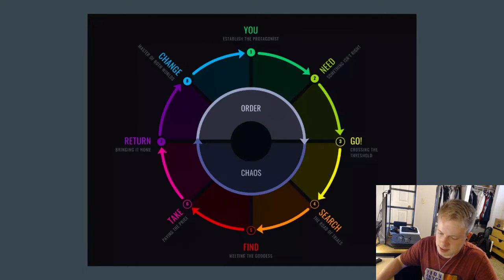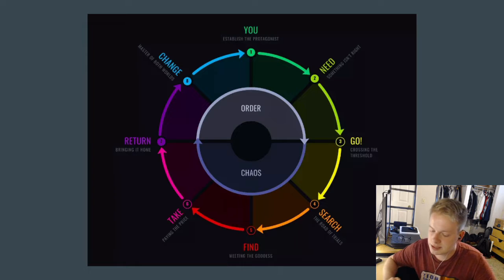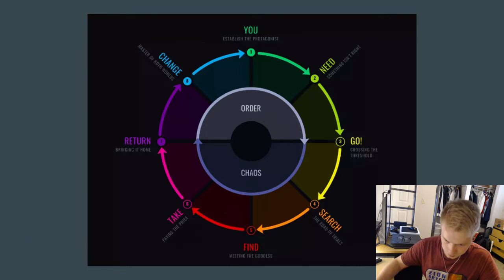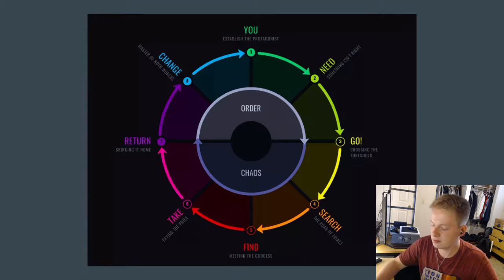Then, steps 5 and 6, they find what they were looking for, right? They solve the need that initially pushed them. But they have to pay a heavy price for it. Something goes wrong. For some reason, the thing they were looking for isn't what they were actually looking for, or it's bad somehow, or they just have to pay a much heavier price than they were expecting to solve the need. 7, they go back home, return, but they're changed because of the heavy price they had to pay. Something's different about them now.